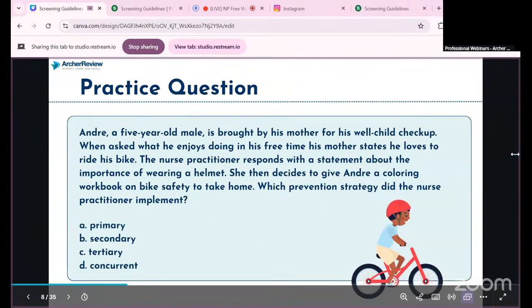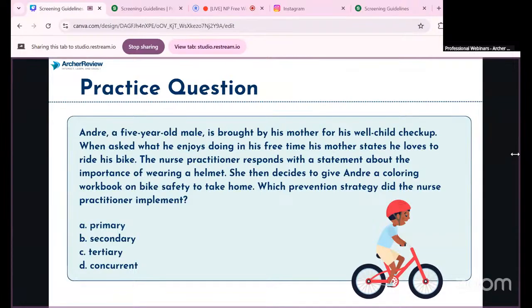Andre is a 5-year-old male brought in by his mother for a well child checkup. When asked what he enjoys doing in his free time, his mother states he loves to ride his bike. The nurse practitioner responds with a statement about the importance of wearing a helmet. She then decides to give Andre a coloring workbook on bike safety to take home. Which prevention strategy did the nurse practitioner implement? So, is this primary, secondary, tertiary, or concurrent?